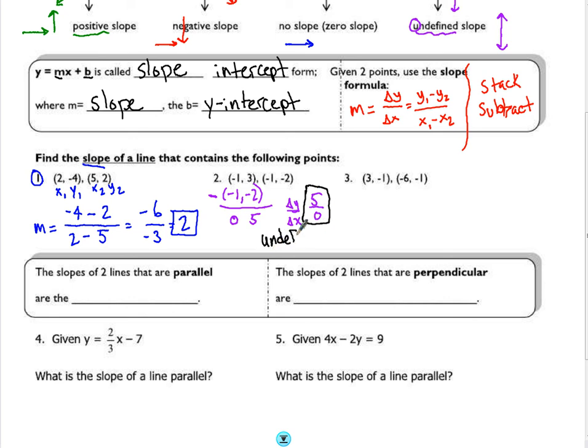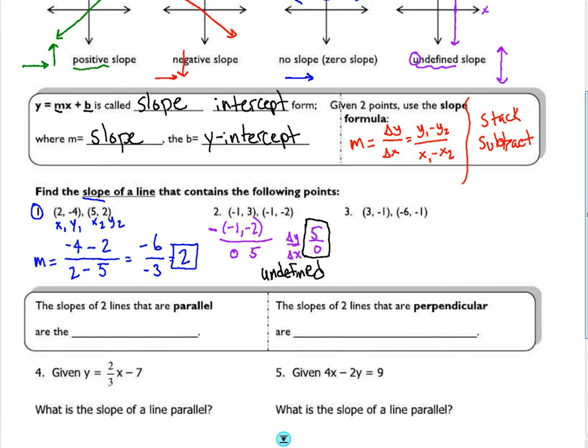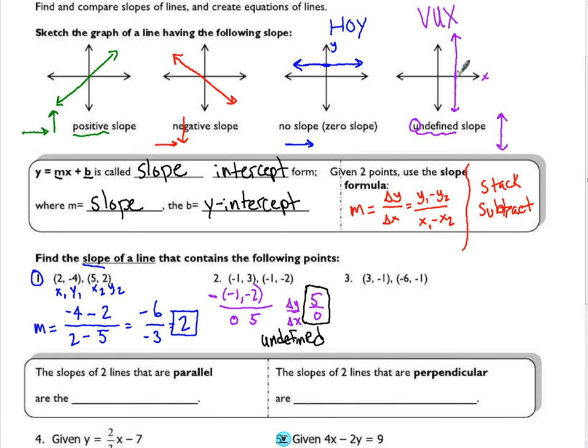Undefined. So let me just repeat that one more time. Whenever your x's are the same value, you're going to get a denominator of 0, and therefore you have undefined slope, which should make sense because everything in the vertical line, or undefined slopes, all have the same x's, and their y's are all different.